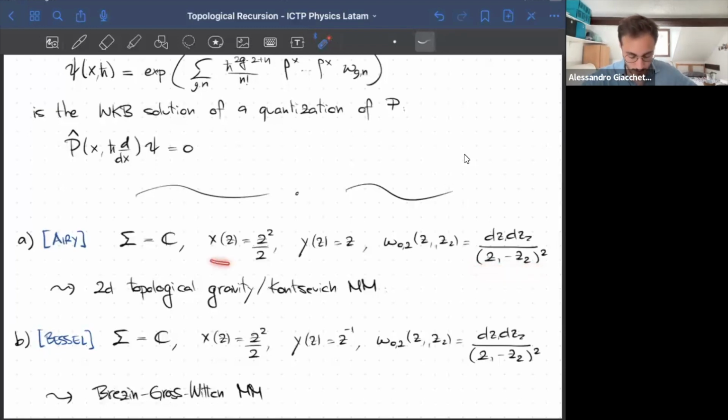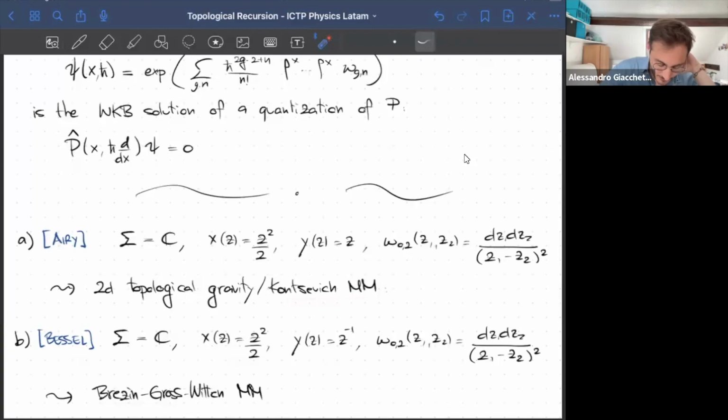So if you take this specific spectral curve, then the omega g,n that you can compute out of this have a very nice physical interpretation. They are correlation functions of something known as 2D topological gravity. This was studied by Witten in the 90s and by Kontsevich around the same years, who actually connected it to a very specific matrix model known as the Kontsevich matrix model.